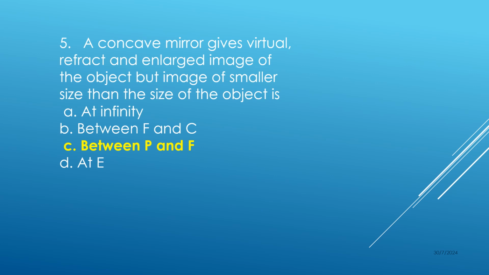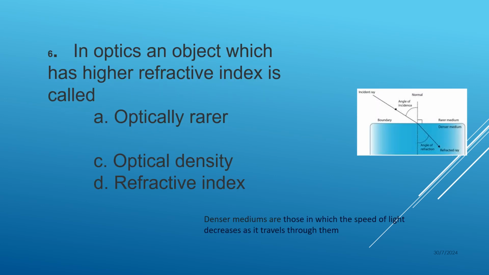In the previous diagram, you can see the diagram of the concave mirror, where the focal length and P, their axes are shown. So between P and F, again I am repeating. A concave mirror gives a virtual, erect and enlarged image of the object when the object is between P and F.